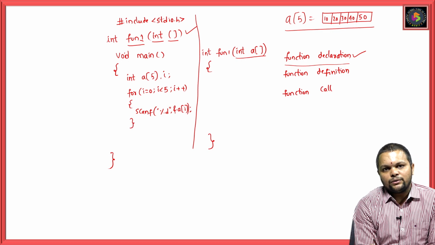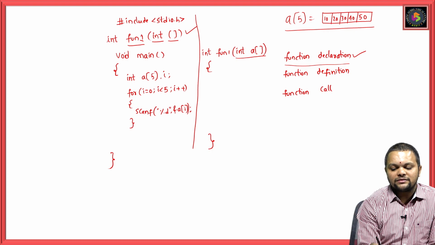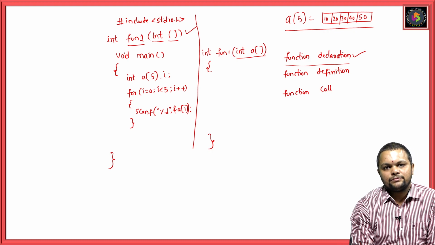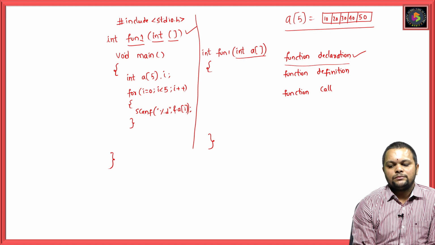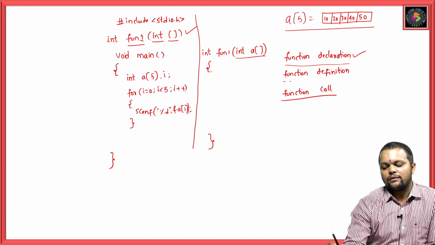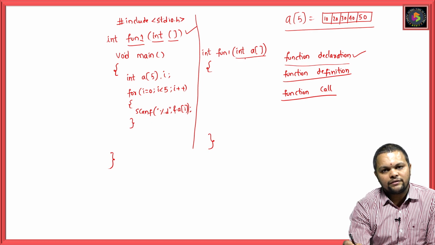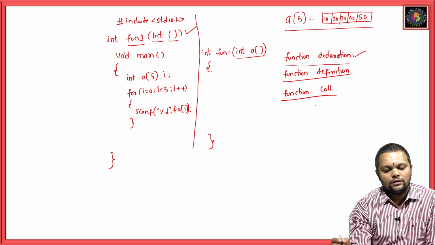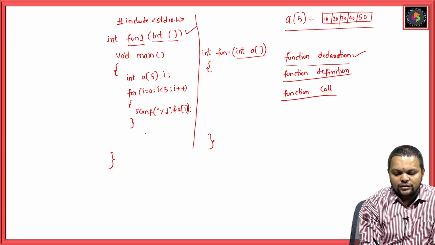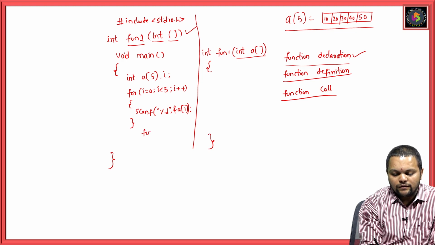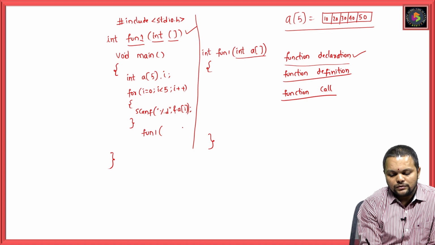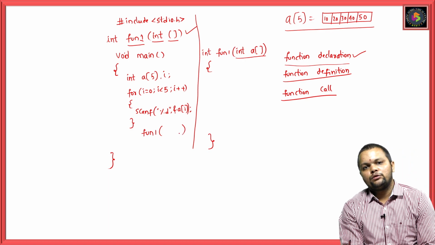After taking values into an array, I need to pass those values to the function definition using a function call. I need to pass values to that particular function definition using the function call. So I am calling that particular function. What is the name of the function I have taken? function1. So, what is the thing I need to pass?